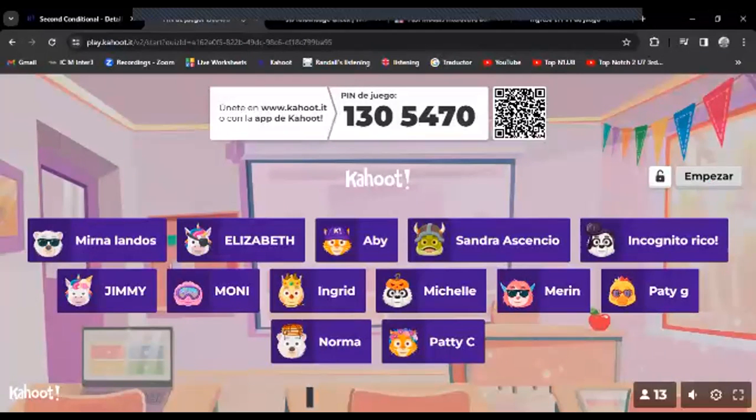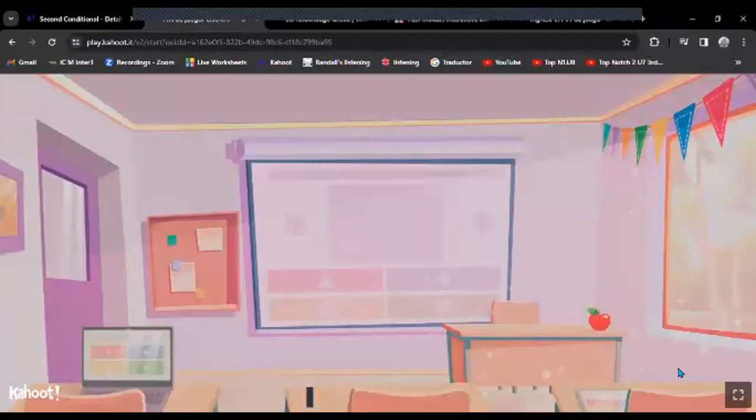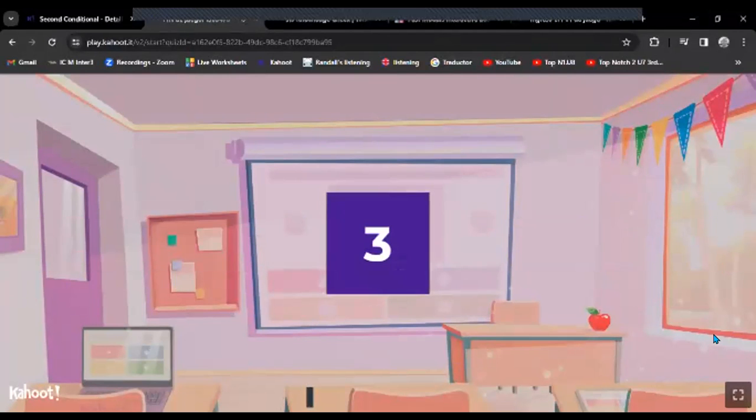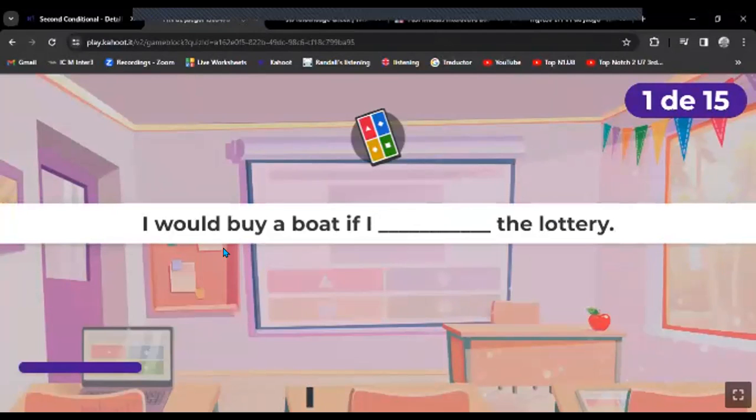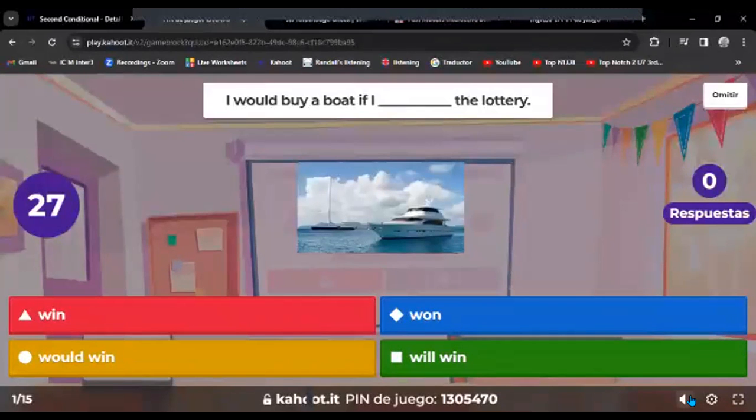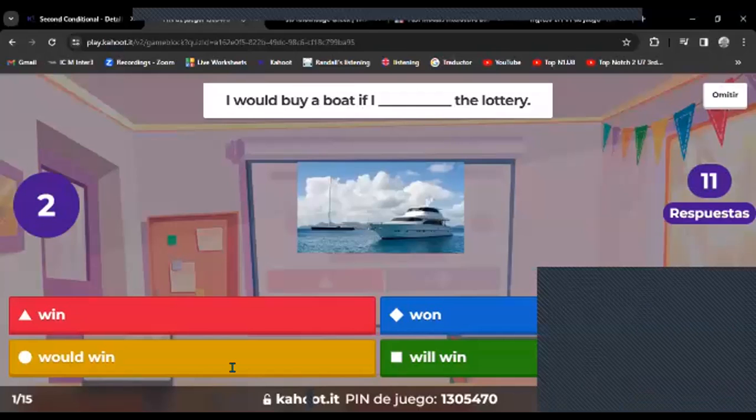So we go. Here we go. So the second conditional, right? This game is about the second conditional. 3, 2, 1. The interview is a bit slow. I will buy a boat if I... the lottery, right? So there you have to choose one of the options. Here it counts down the seconds. 10 seconds left. 9, 8, 7, 6. Choose one of the colors. According to this, the red option is win.